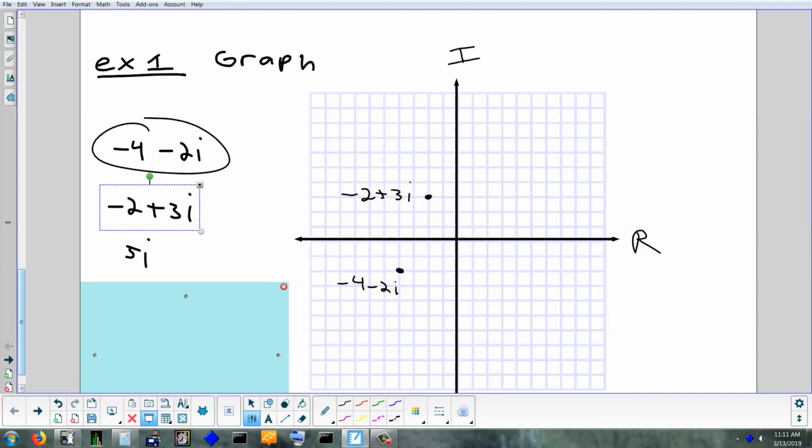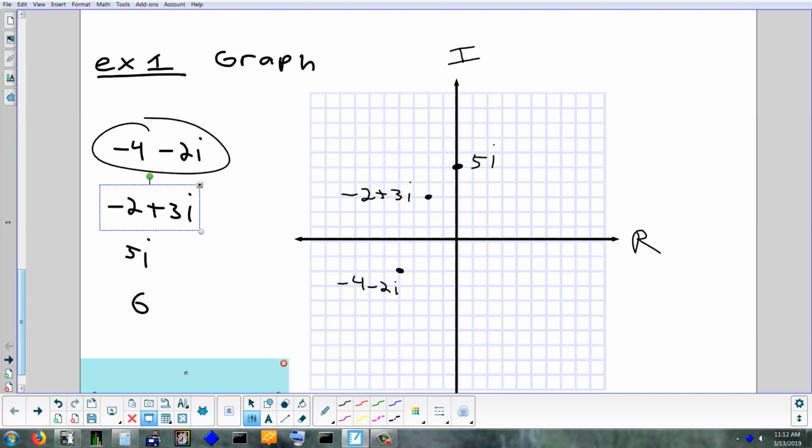Okay, how about 5i? What's the real part there? 0. So we're not going to go left and right at all. So you can think of it as like 0 plus 5i. And Megan, what's the imaginary part? 5. So we're going to end up going which way? Up. How many? 5. Yep. 1, 2, 3, 4, 5. There's 5i.